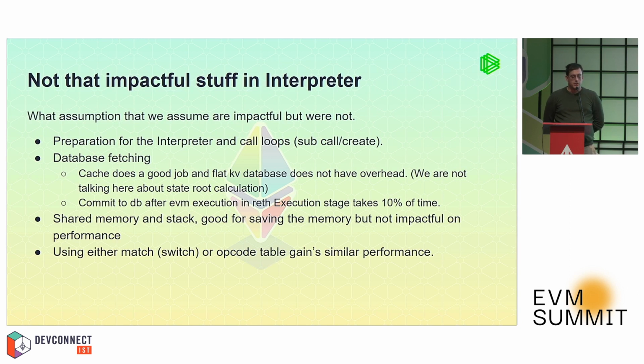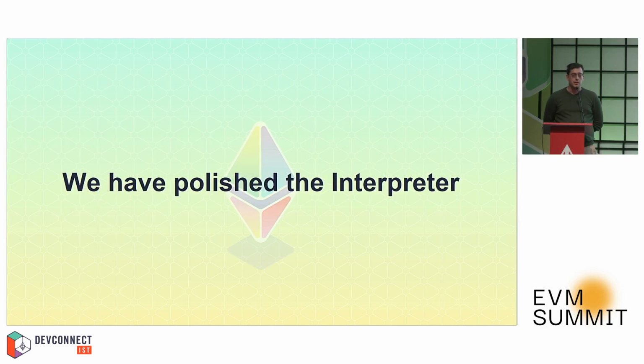Two things that we wanted to do recently are shared memory and shared stack. The assumption we made was, hey, let's not allocate memory when we don't need it. We have some kind of memory arena where we can reuse memory, for both memory and stack. But the performance impact of that was very small. And in the interpreter loop, using match, switch, or an opcode table gained similar performance. So there were a lot of improvements on one side, and a lot of assumptions that we made that didn't pan out as true.